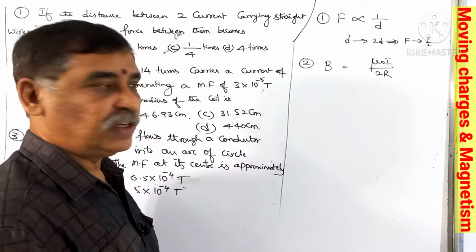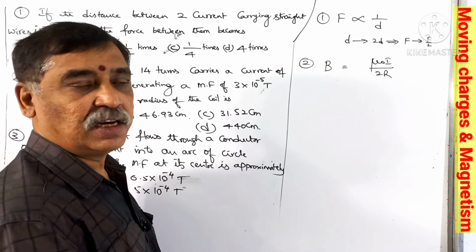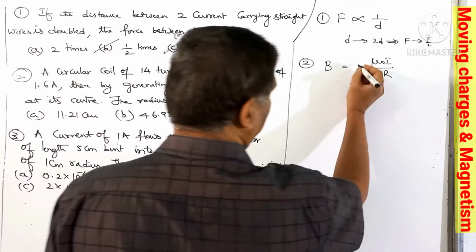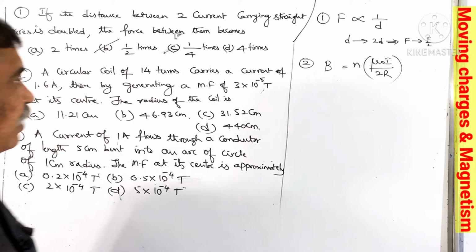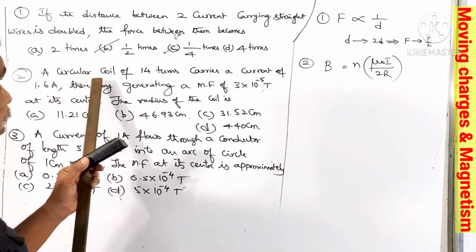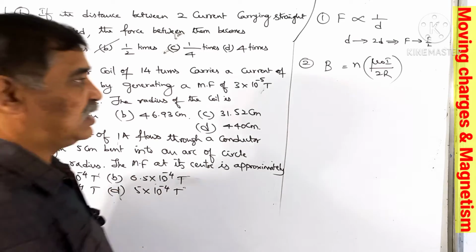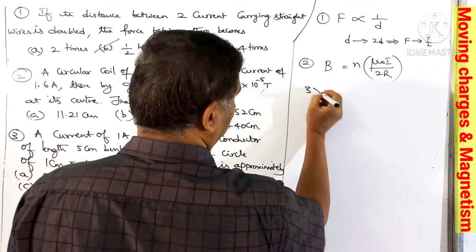If there are n number of turns, same formula, when you multiply by n, you get the magnetic field at the center of a coil having n number of turns. So if I multiply n number of turns, that gives us the magnetic field at the center of a coil of n number of turns. Just we have to find what is the radius. So B is given as 3 into 10 power minus 5.